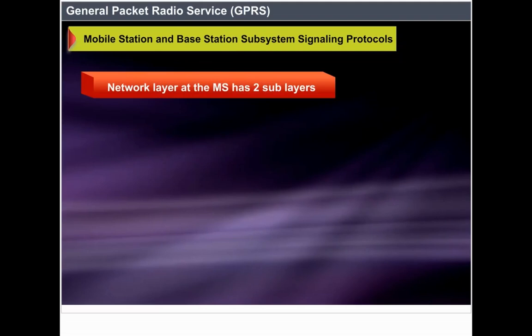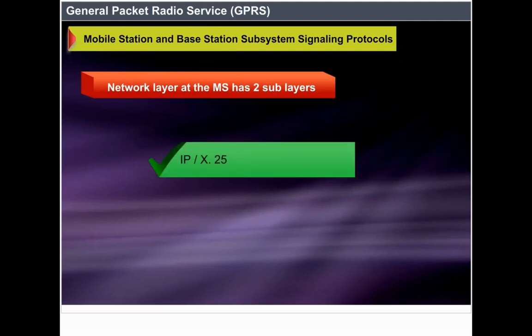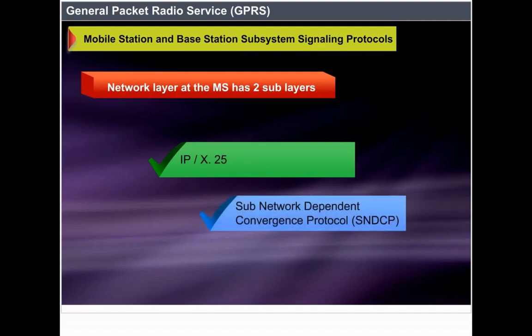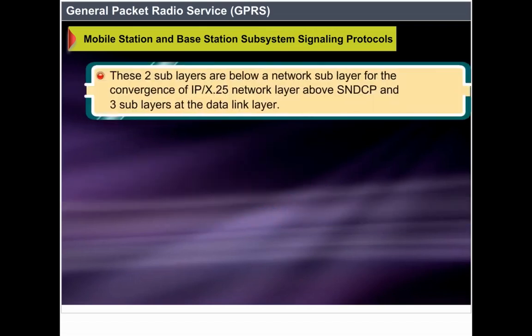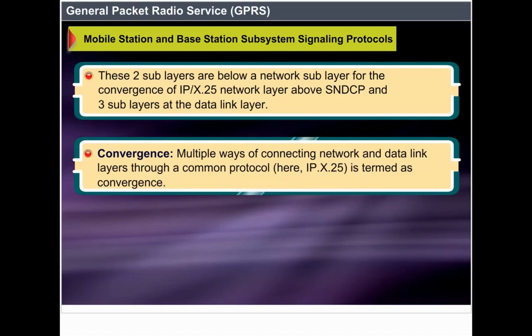Network layer at the MS has 2 sublayers: IP/X.25 and Subnetwork Dependent Convergence Protocol, SNDCP. These 2 sublayers are below a network sublayer for the convergence of IP/X.25 network layer above SNDCP and 3 sublayers at the data link layer. Convergence means multiple ways of connecting network and data link layers through a common protocol.